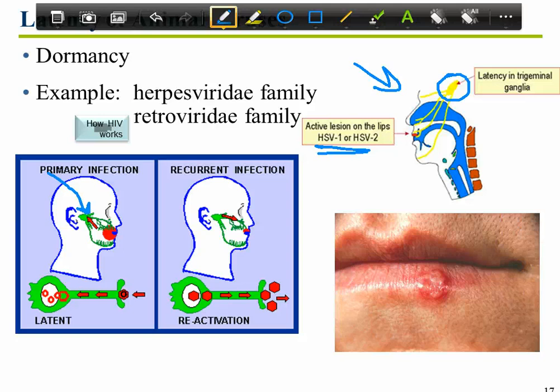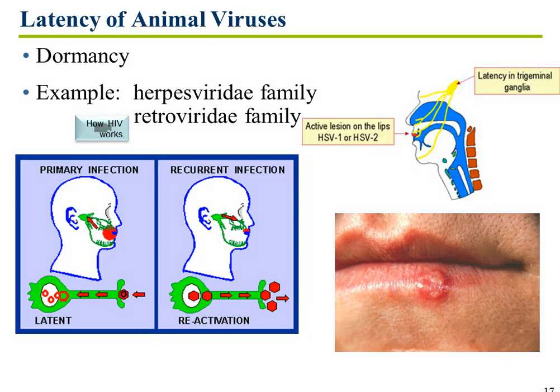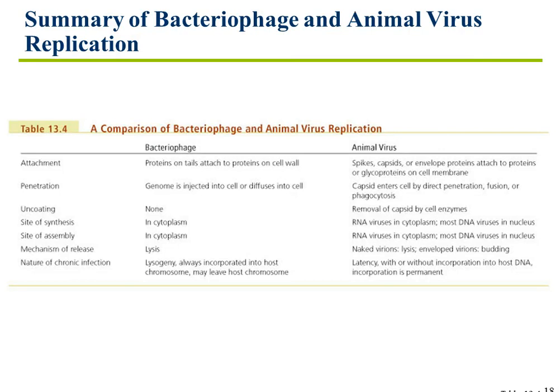Now something can activate the virus, and it will move back down an axon to the site where the original infection was, causing a lytic infection in the cells right here, or it could be genital structures. So this is activation. Lots of chemicals, hormones, sunlight, stress, lots of things can activate. The retrovirus group with HIV can do something similar.